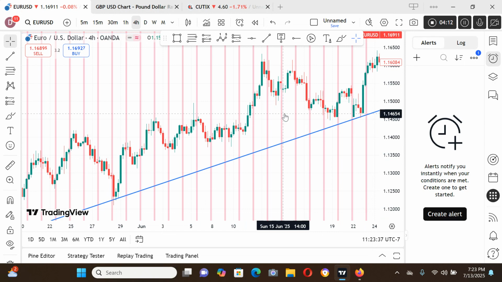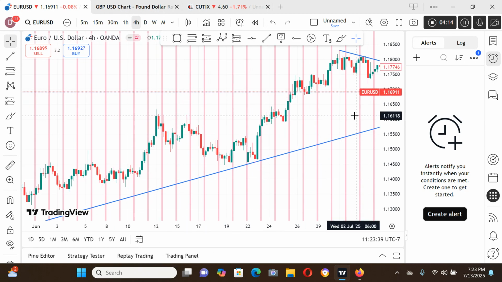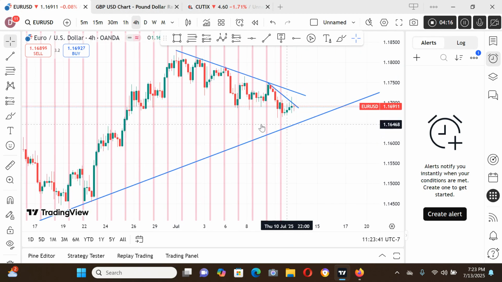Now, you see this line, it indicates daily time frame. From here to here, it indicates one day. From here to here, it indicates one day. From here to here, it indicates one day. So you can zoom it out to see it clearly.